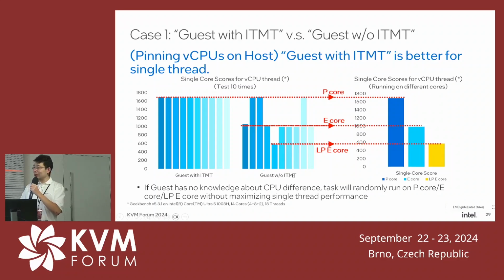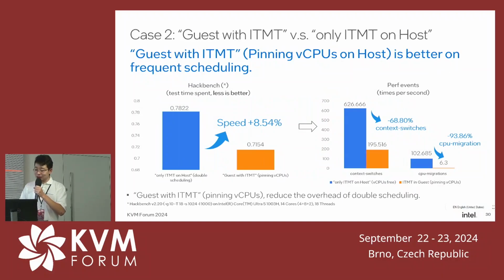But for the guest without ITMT scheduling, the result is random, and the task may run at the low power core, E-core, or P-core, so the performance is unstable. So now we have the conclusion. If we pin the vCPU at the host, then it's better to enable ITMT in the guest to have the best single core performance. And then we can compare the first case, where we pin the vCPU at host and enable ITMT in the guest.